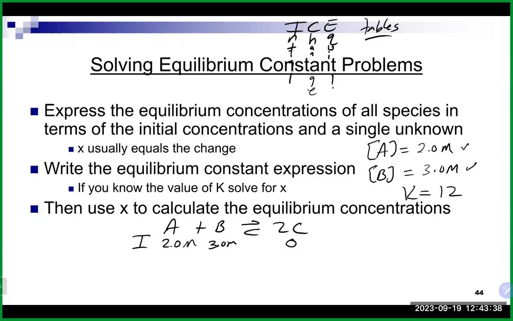Now, the really important part of this table is the change part. The change part is represented by a letter, and everybody chose X, so we'll use X. X is the letter that we use to represent the change that's occurring in this particular case. Now, when we look at our initial line and we do not have products at this point, it is also probably a pretty safe assumption that this reaction is heading in which direction?